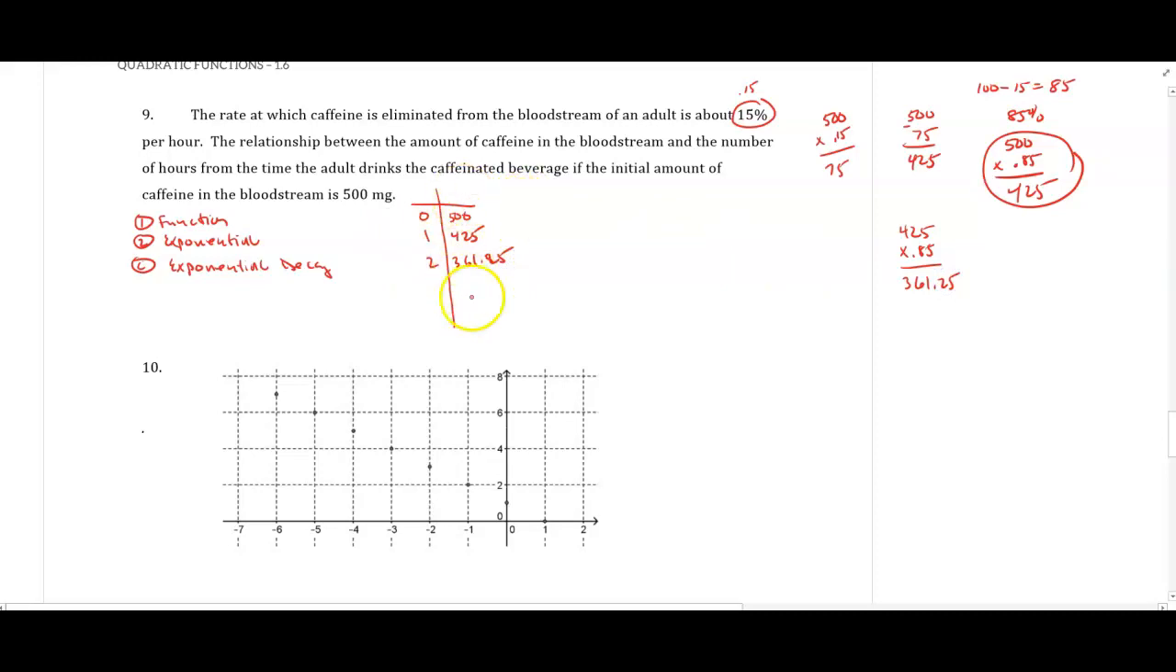So now right away, this table would be a representation. You know it's exponential decay, and you can go ahead and graph it, but you know the numbers will be tough. But let's go ahead and write our explicit rule.